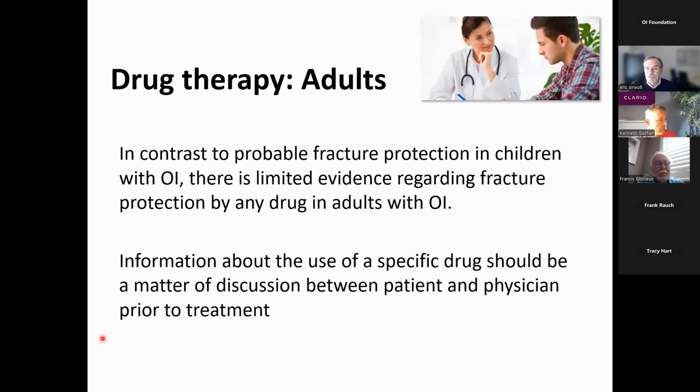So drug therapy in adults. In contrast to the fracture protection that we can be pretty confident of with drug therapy in children with OI, there's limited evidence regarding fracture protection of either anti-resorptives or anabolics in the available drugs that we use to treat adults with OI. Nevertheless, we use these drugs with some evidence that they increase bone mineral density and with the presumption they should reduce fracture risk.